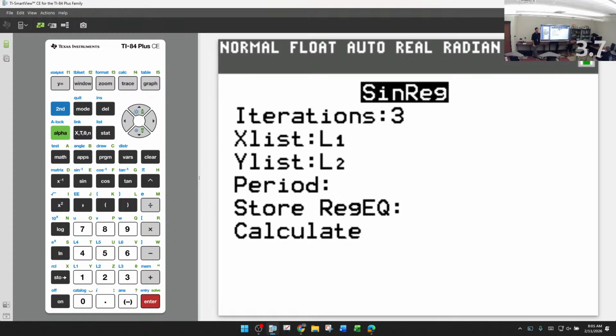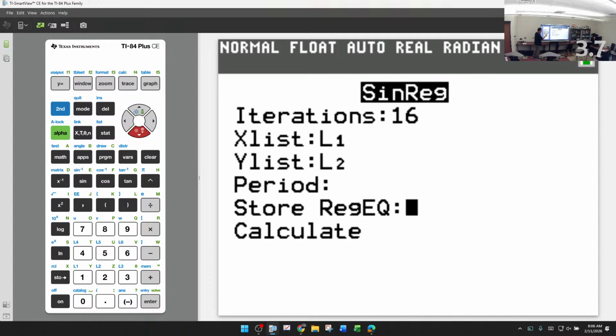Iterations. Who cares? Just leave it whatever it says. I forget what it says. Yep. It says 16. Do what it tells you to do. I forget what that does. I don't know if it changes your answer if you have a different number there. X list comes from L1. My Y list comes from L2. You got to know how to change all that stuff around if you put it somewhere different. The period.